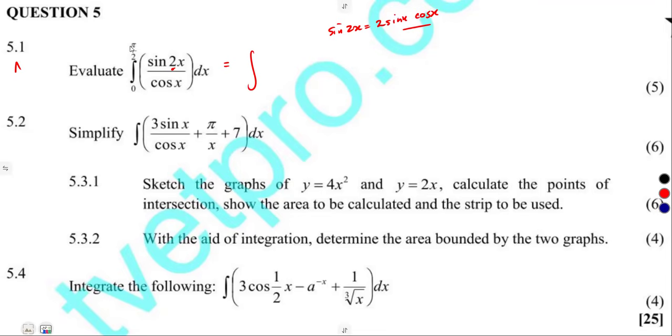The integral from 0 to pi over 2. You can use it as it is, or you can change to degrees. Pi is 180 degrees, so 180 degrees over 2 is 90 degrees. So the limits are 90 degrees and 0 degrees. Remember, sine 2x is 2 sine x cos x from our double angle, over the cos of x.